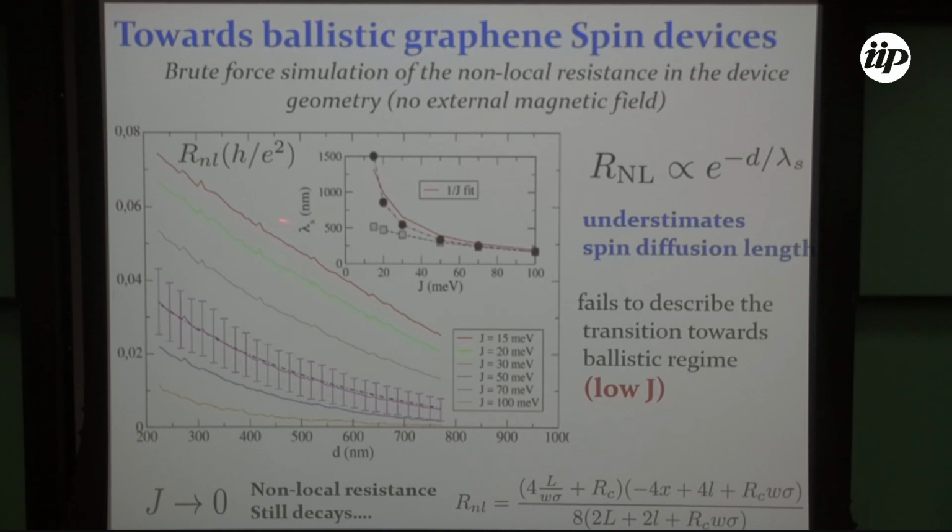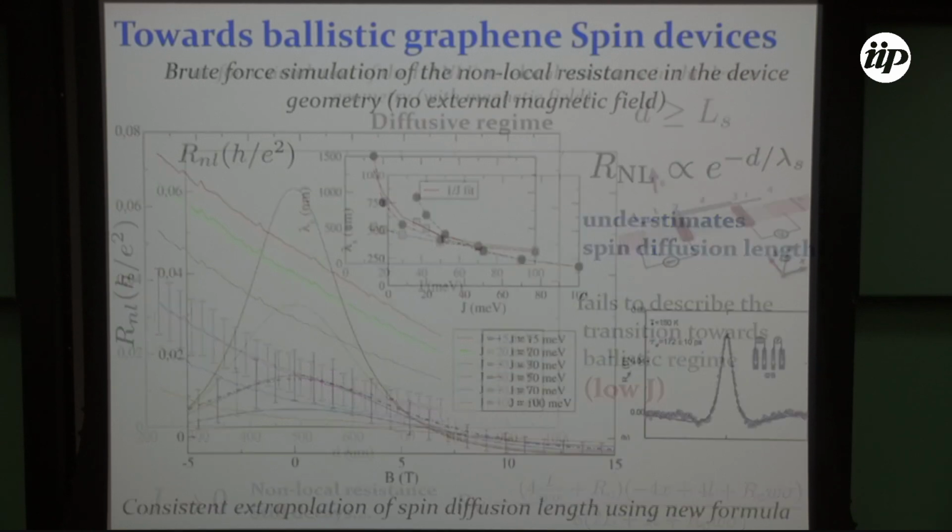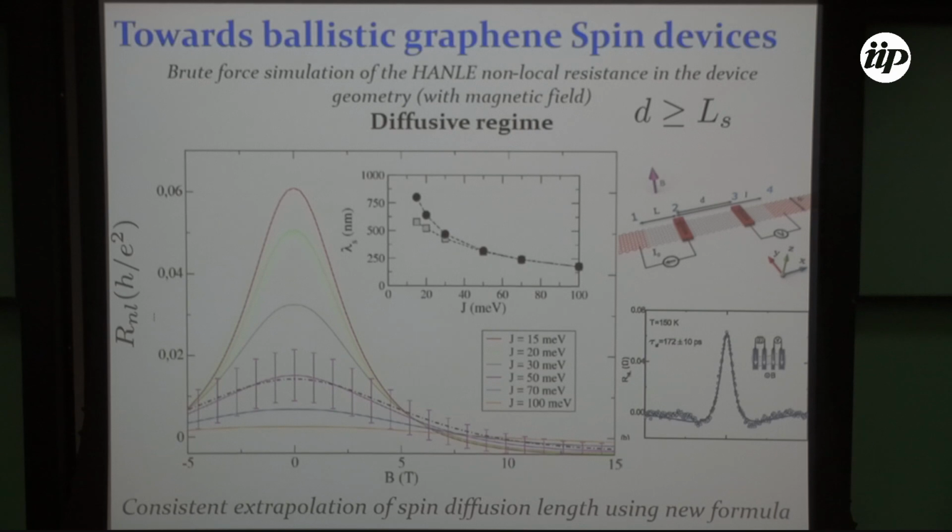This linear behavior in the very low spin relaxation or spin diffusion limit is actually captured by the generalized formula. You can do the Hanle effect also: you put the magnetic field and you get a modulation of the non-local resistance as a function of the magnetic field, so you can do the fit and do the same, and you obviously get the same kind of trends.